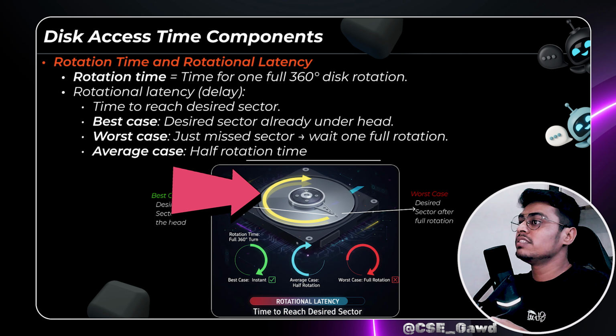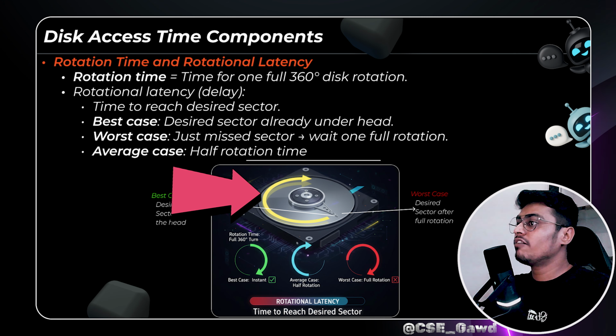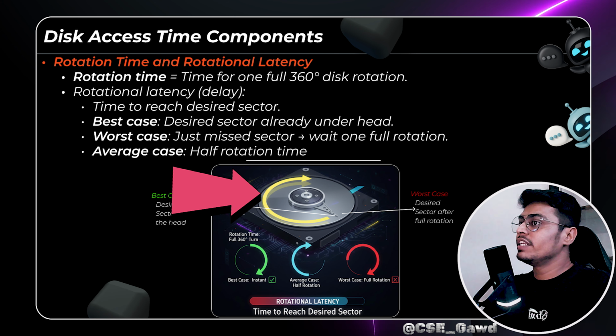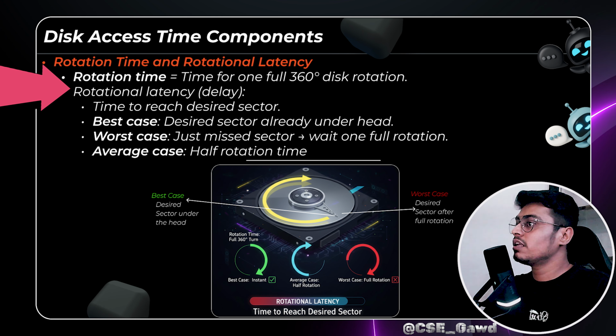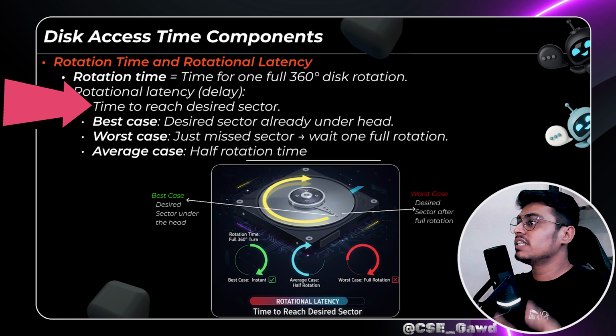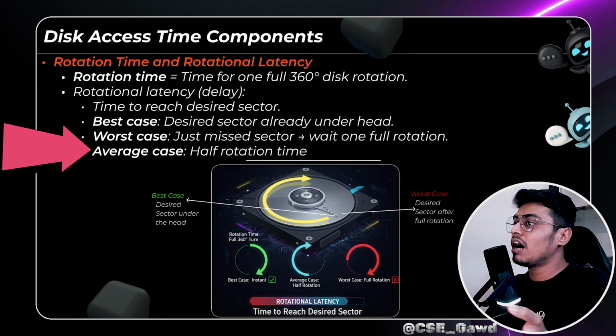What's inside this track? Inside the track we have multiple sectors. After reaching the correct track, we need to reach the correct sector within that track. Since the disk is constantly rotating, we need to wait for the desired sector to come under the read-write head. This is where rotation time becomes important. Rotational latency, also called rotational delay, is the time taken to reach the desired sector within the track. Typically half of the rotation time.